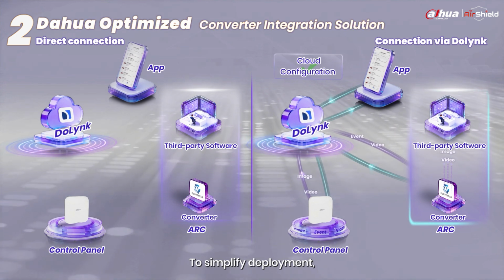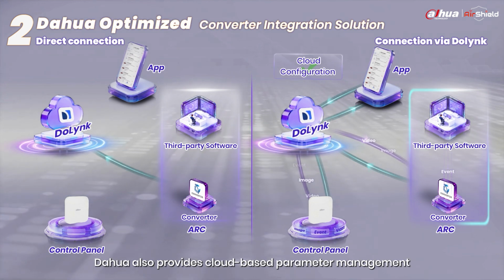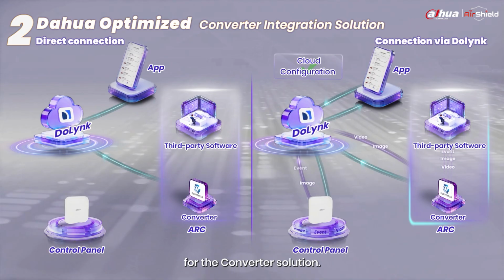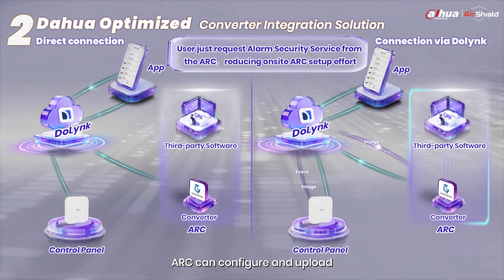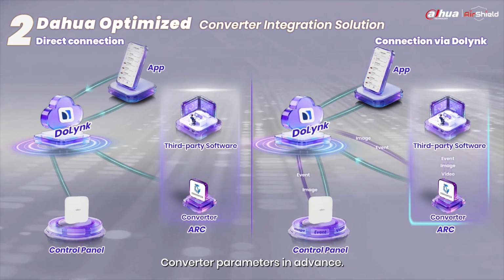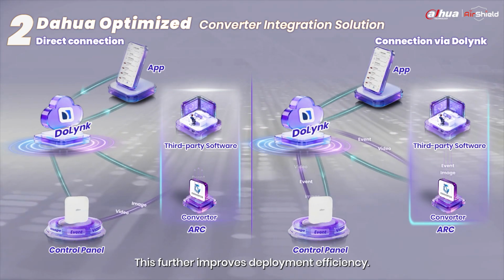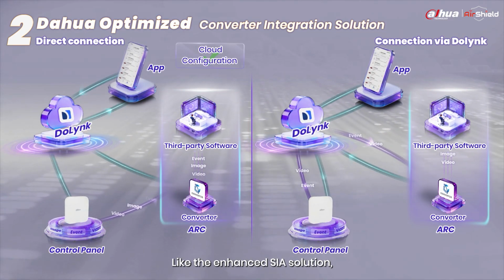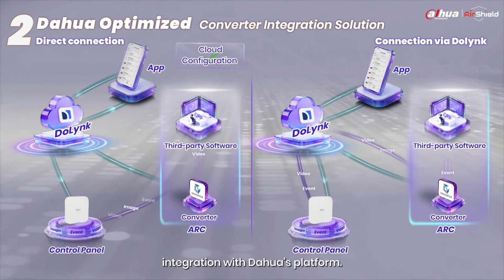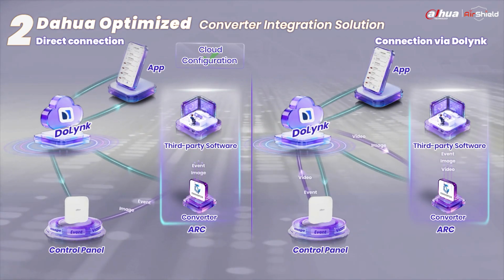To simplify deployment, Dahua also provides cloud-based parameter management for the converter solution. ARC can configure and upload converter parameters in advance. This further improves deployment efficiency, like the enhanced SIA solution. This solution still requires integration with Dahua's platform.